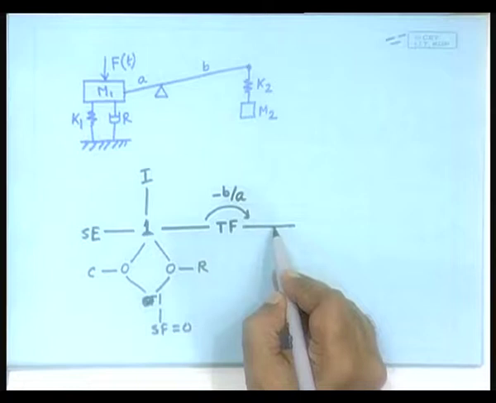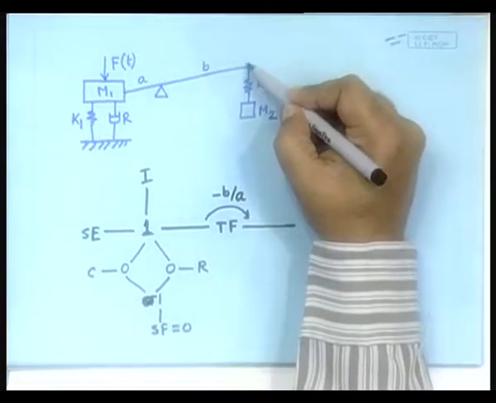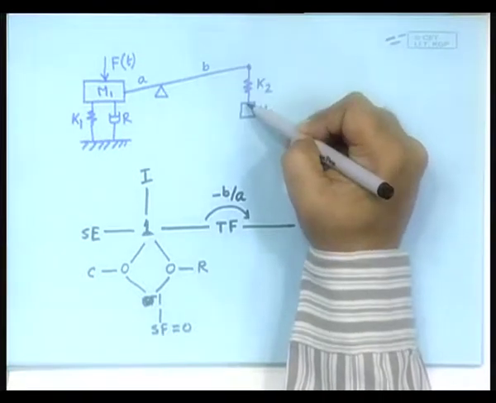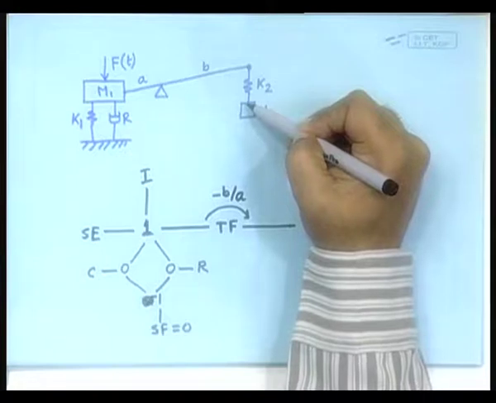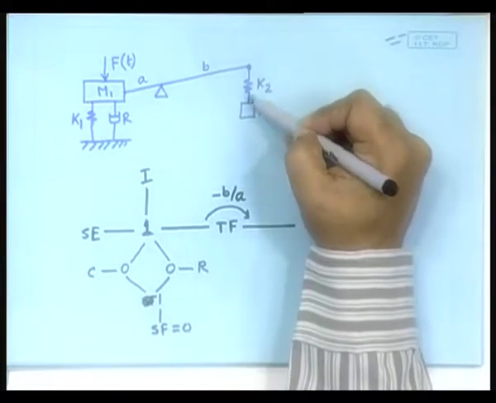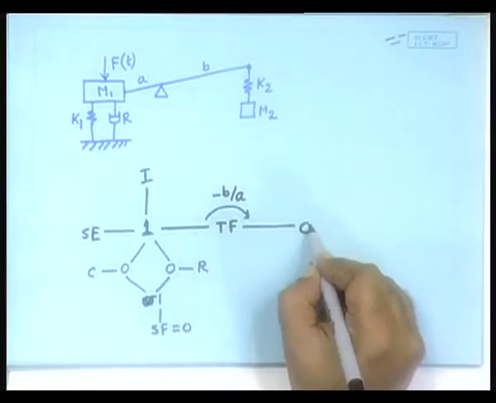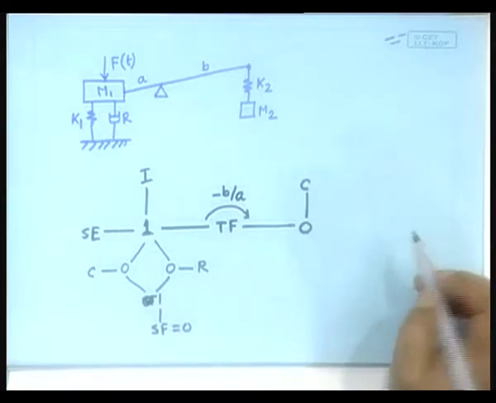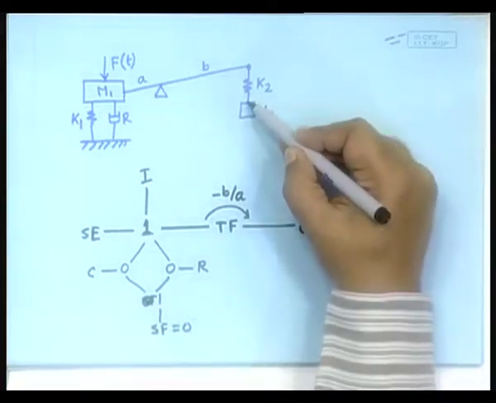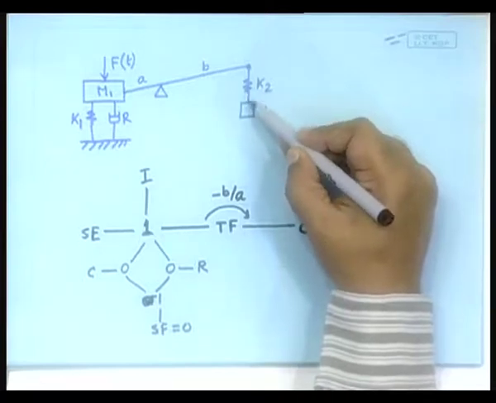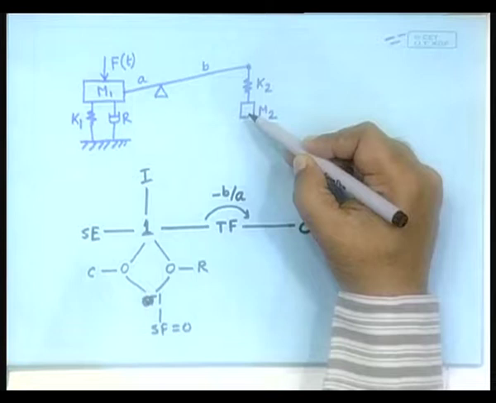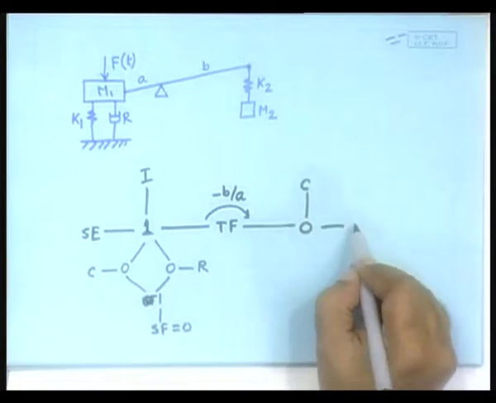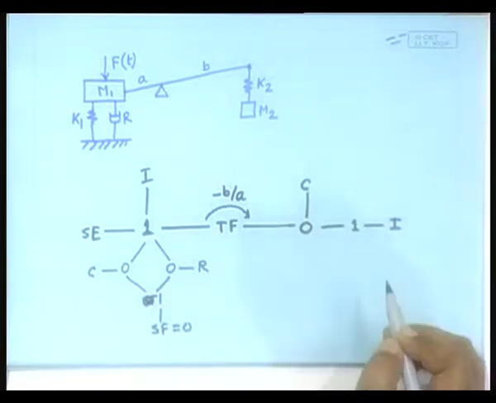So, the flow here in this bond is nothing but the up and down motion of this one. This point and that point share the same effort, so they should be connected by a 0 junction connected to the C element here. And then we have this point and the M2, they also share the same effort, or you can also think that it is connected by a one junction to the I.